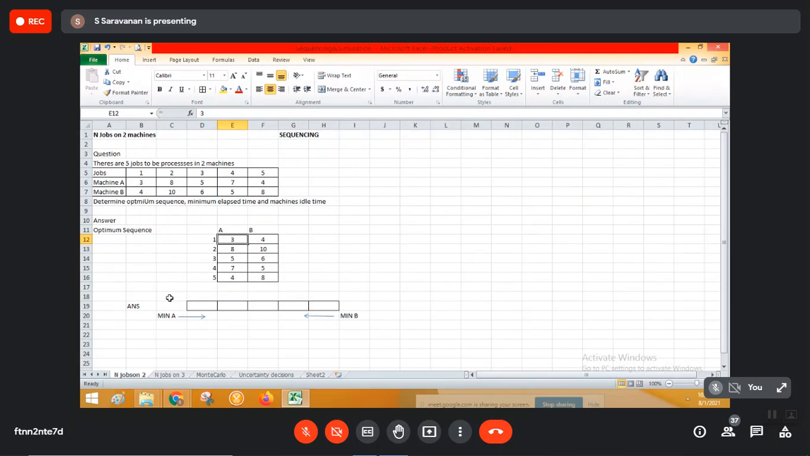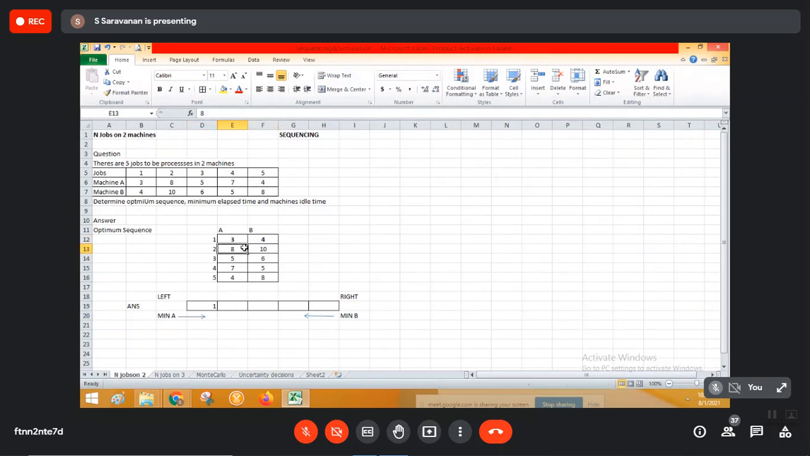So the left hand side is this one. So this is left, and this is right. So your sequencing should start from left. The minimum is in A. So this is 3. This is corresponding to which specific job? Job 1. So now I have taken this, so again I should not consider it.